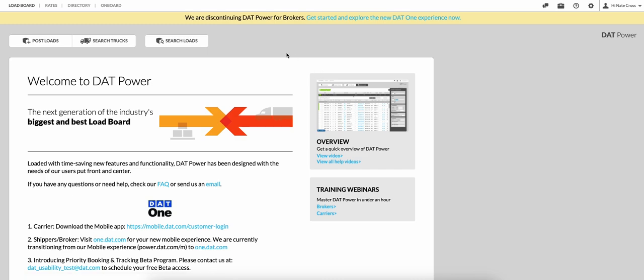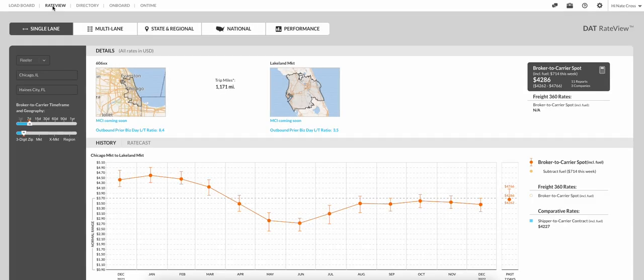So when you first log in to DAT, you'll see on the top there's a rates button, and that's what we're going to use. Now keep in mind, RateView is an additional license for DAT. You will get a rate snapshot when you're running a specific lane looking for trucks or posting a load, but the full RateView tool is a separate license, but it's well worth it.